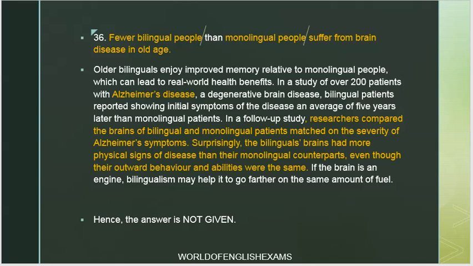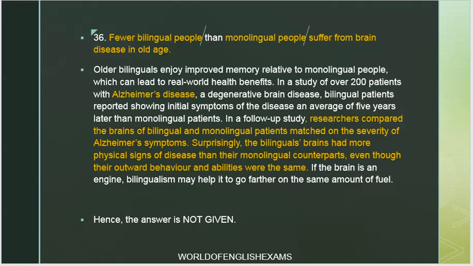Older bilinguals enjoy improved memory relative to monolinguals. That means their memory power is high. They are not talking about any diseases and any old age. Okay. So in a study of over 200 patients with Alzheimer's disease, which is a degenerative brain disease. Now they are coming to the context of diseases. Okay, so what happened when they studied over 200 patients with Alzheimer's?